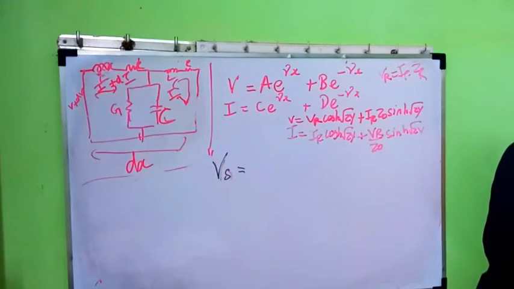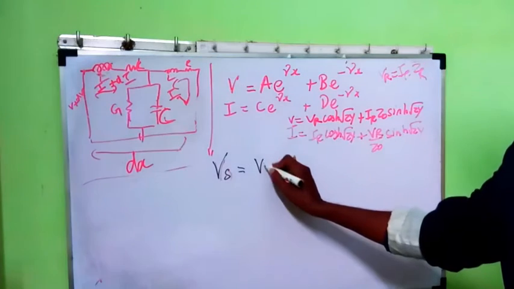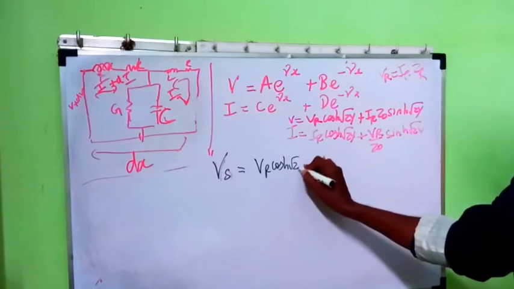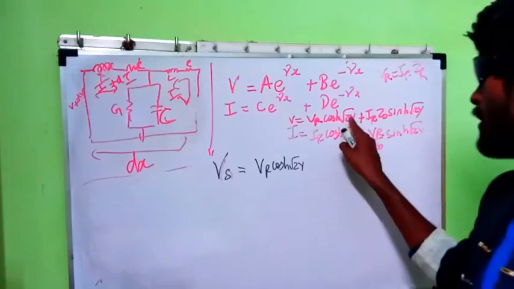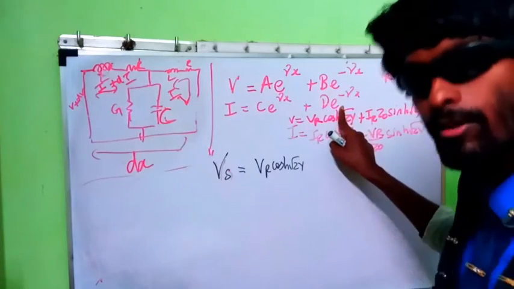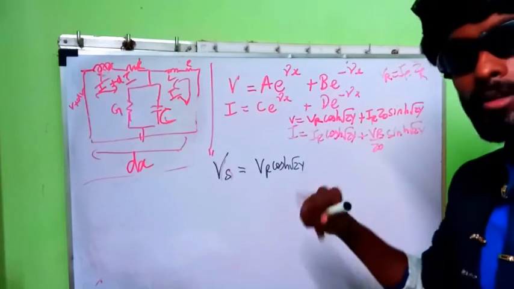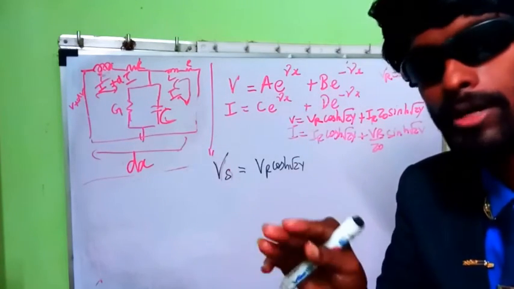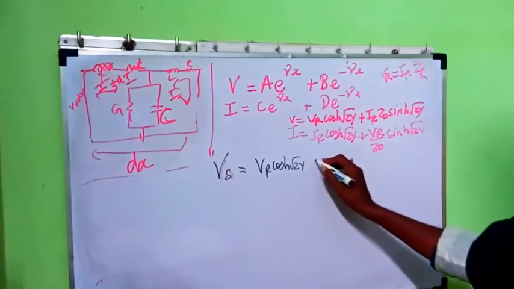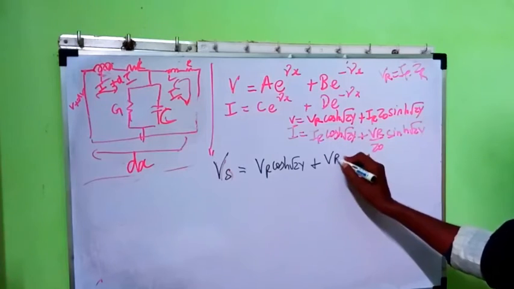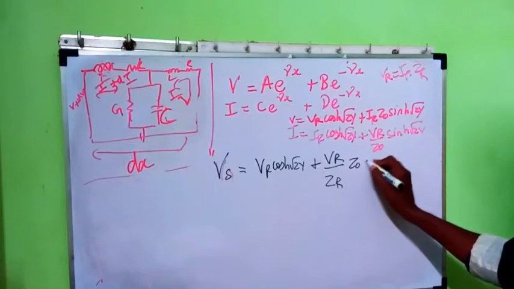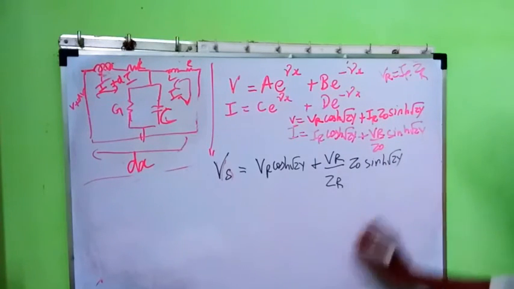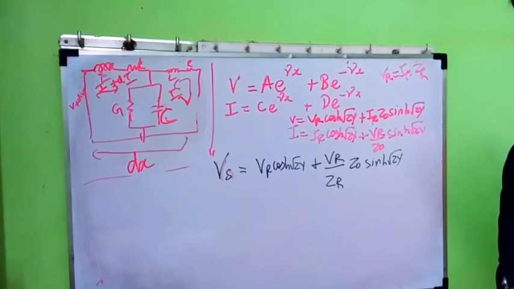So here VS should be VR cosh root ZY, and that could be the same. We don't have any more problem for this V. But mainly look at this I. The first term is from the transformer. The second term is going to be your house input power or input voltage. And afterwards plus, what's IR? VR by ZR, is it right? IR is equal to VR by ZR into Z naught sinh root of ZY. So the thing is going to get over. That's all.